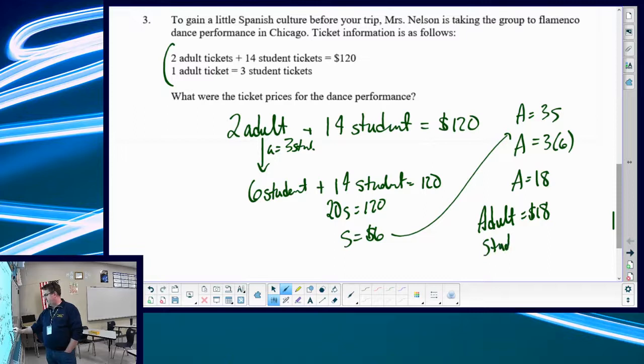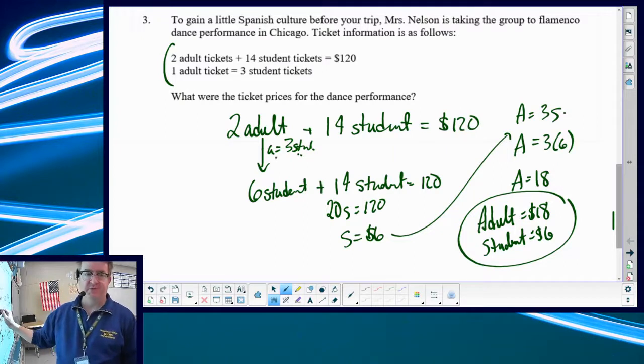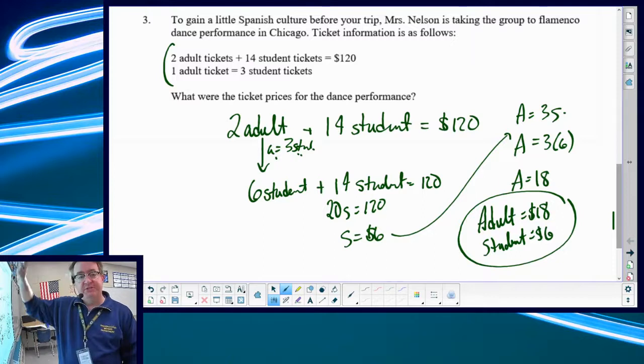But we need both parts of this. So we're going to write that down. So we traded this student one for 6. Notice we also here, we traded 3 students for every adult. Okay? So we're going to hit pause here. This is the experience of what we're doing.